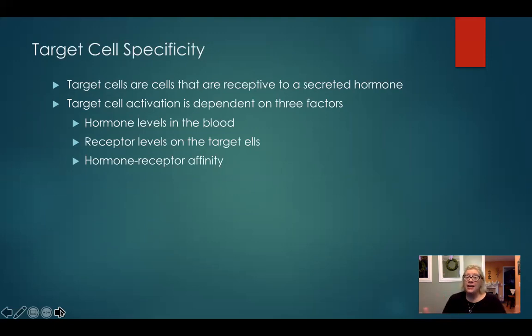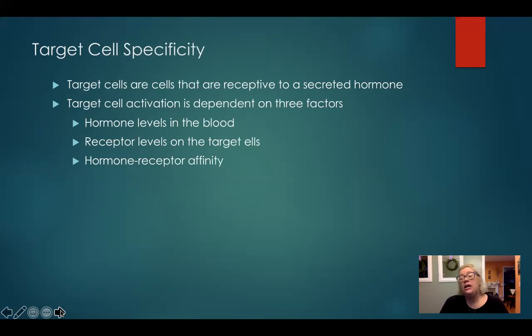And it does. It has specific receptors either inside the cell, if it's a lipid-soluble hormone, or on the surface of the cell if it's a water-soluble hormone. And these specific receptors are going to be a signal for each specific hormone to leave circulation and move into that particular organ. So target cells are going to be these cells that are receptive to secreted hormones, and each hormone is going to have its specific target cells.